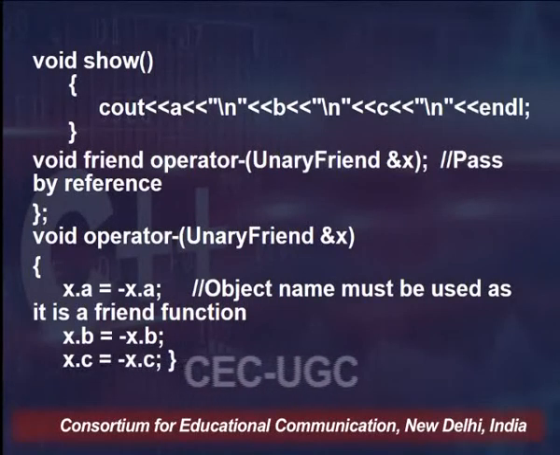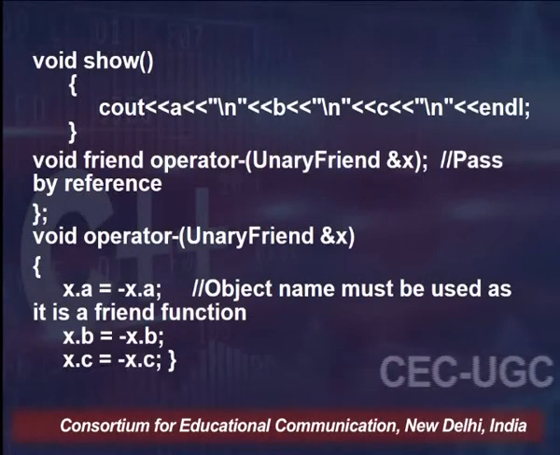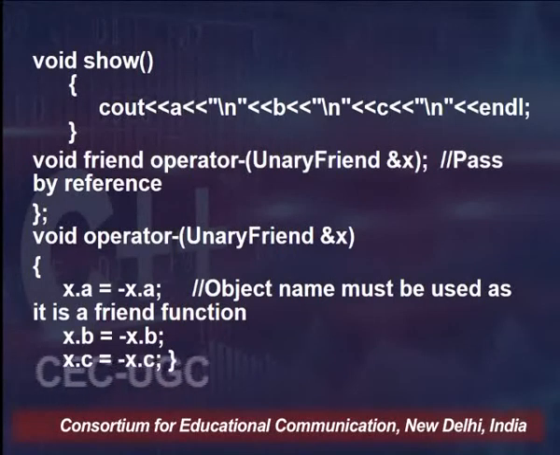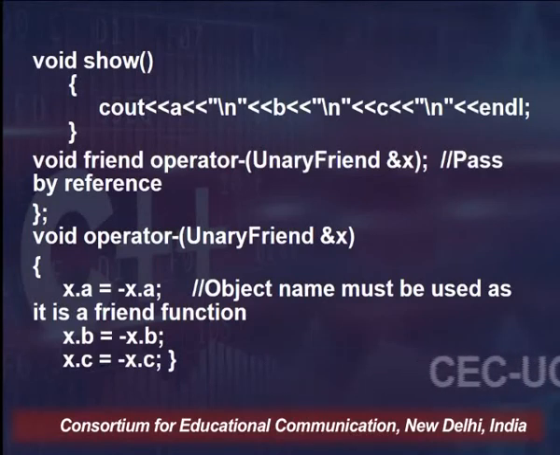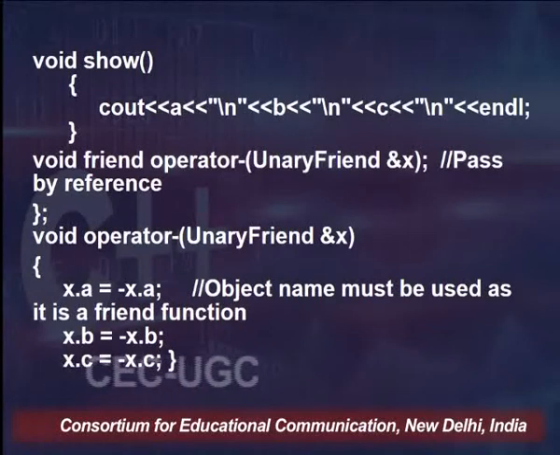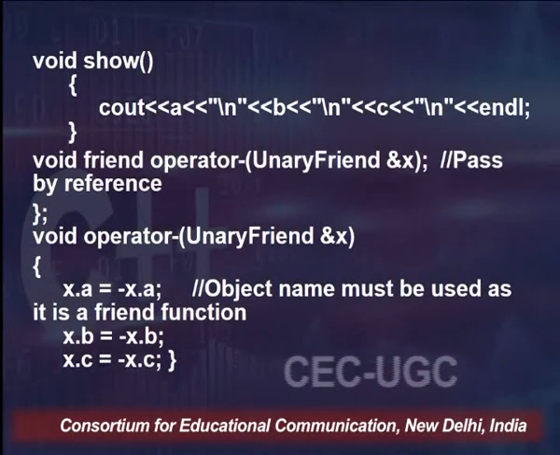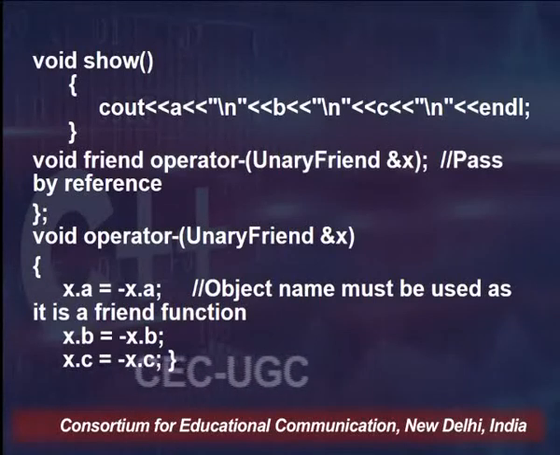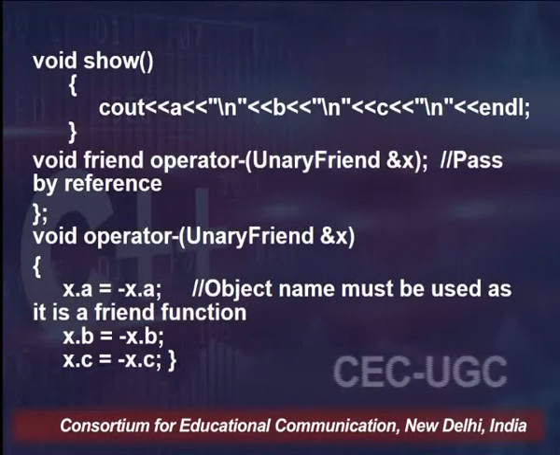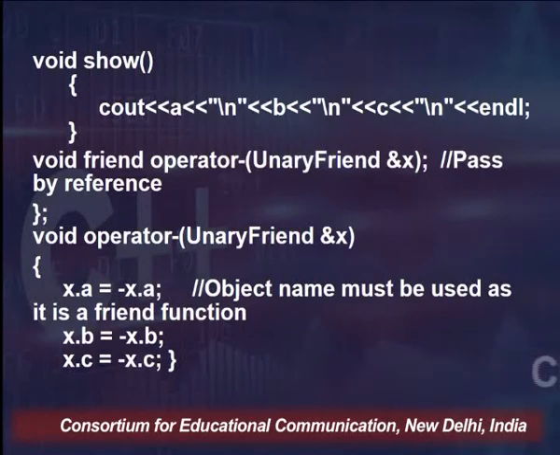So, we will say void friend. Void is the return type. We can always exchange the sequence of void and friend. We can write void friend, or we can say friend void. That's okay. So void friend, then the operator keyword, and here is the operator, which is minus. So here we are going to overload the minus operator, and we have passed one object, and that object has been passed by reference. So we have passed unary friend &x.